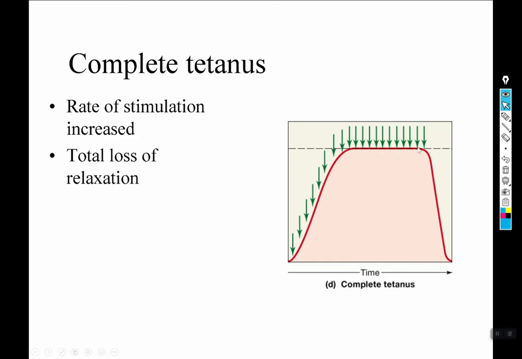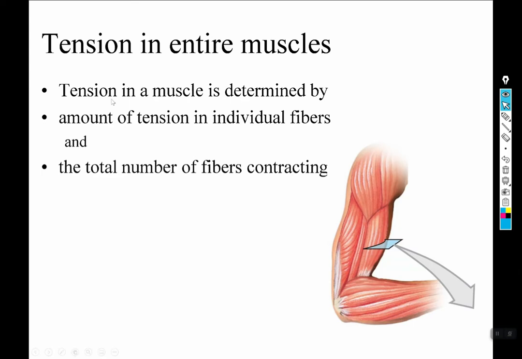So tension in entire muscles is determined by both how much tension is being developed in individual fibers, so how fast the motor neuron is sending impulses at that fiber, and then of that muscle, how many of the fibers are contracting. So are we contracting 50% of the fibers in that muscle organ? Are we contracting 75%? Are we contracting only 25%? So that's going to decide how much tension is in the entire muscle as well. So it's both time-based and numbers-based.